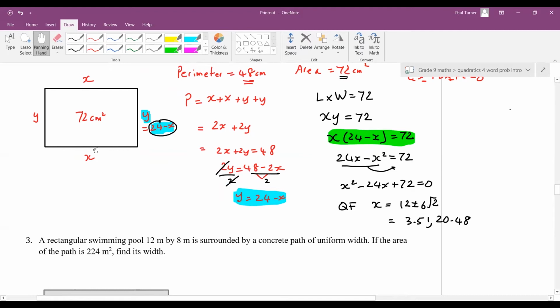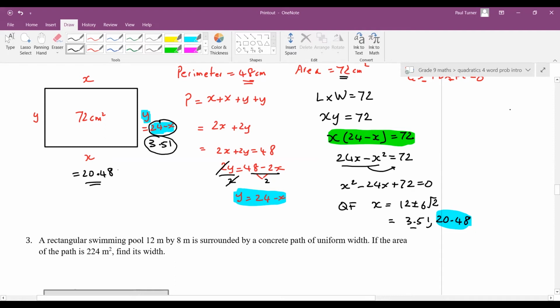Now, x is the length, isn't it? I've called x the length, and length is normally the longest side. So I'm going to call my x value 20.48. So let's let that equal 20.48, because the length, I'm letting it be the long side. So that's 20.48 for the length. And your width is y equals 24 minus 20.48. So that will give you the 3.51 on this side, like that. I'm rounding it off to 2 decimals.